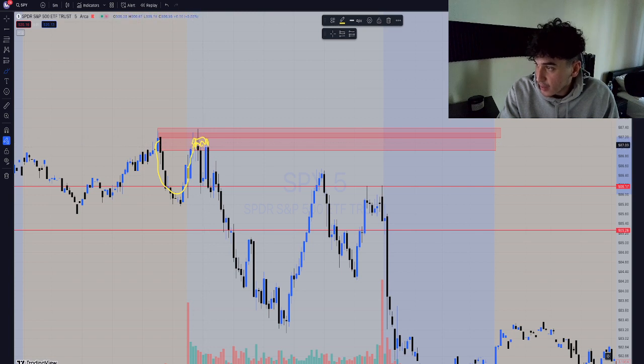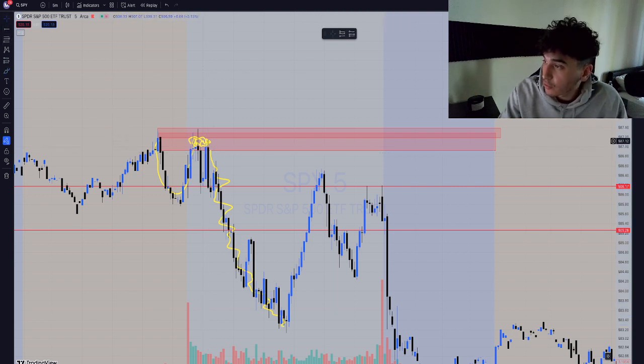We heavily respected the supply zone, and then that's when we started to get this push to the downside from this supply area. You can see how strong of a push we had from that supply area that was created on our 5 and our 30 minute time frame.